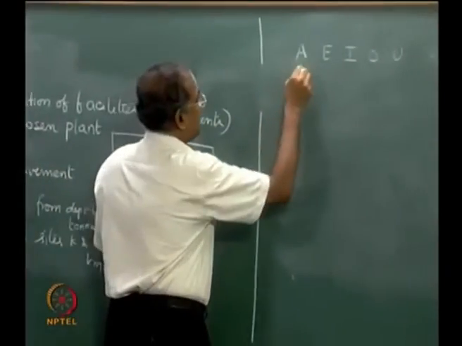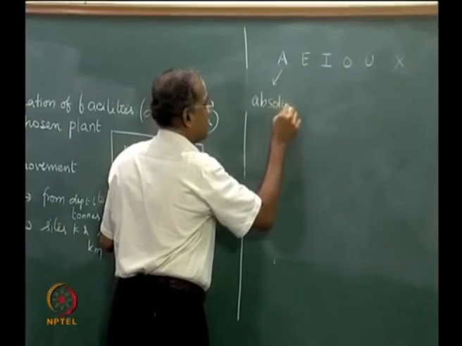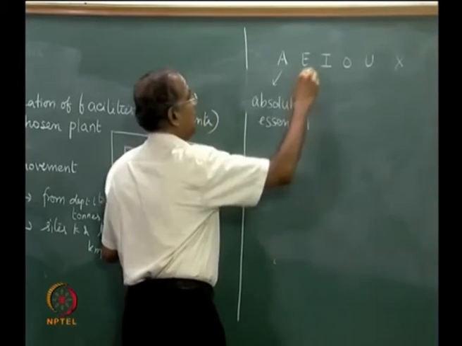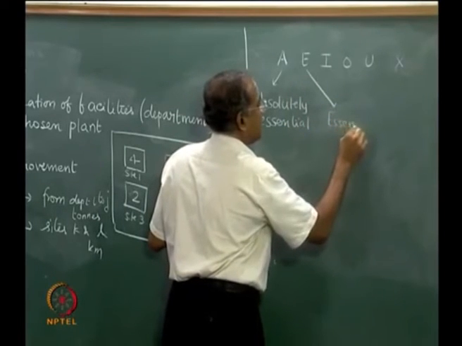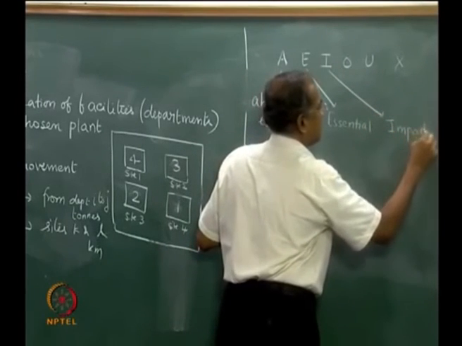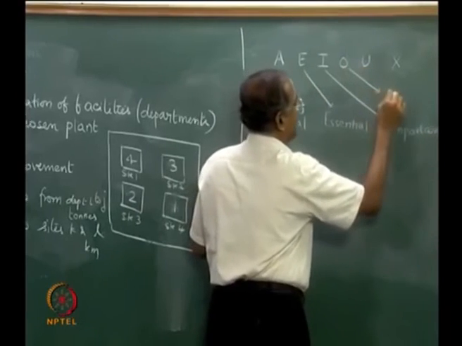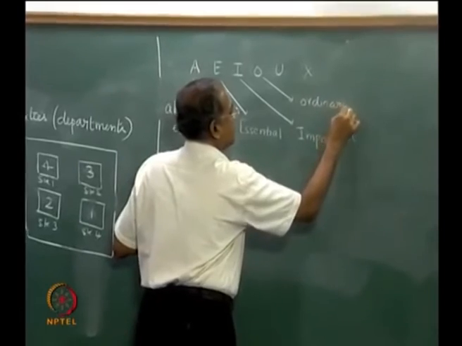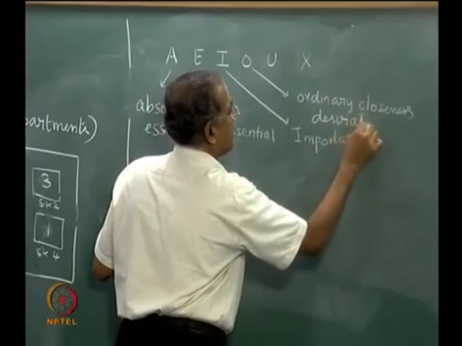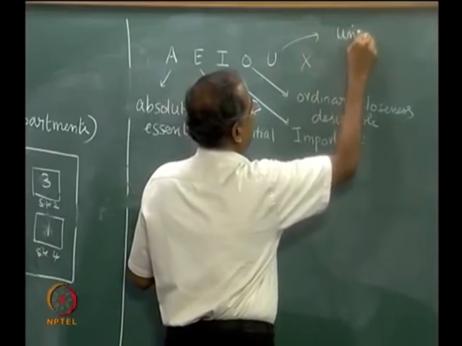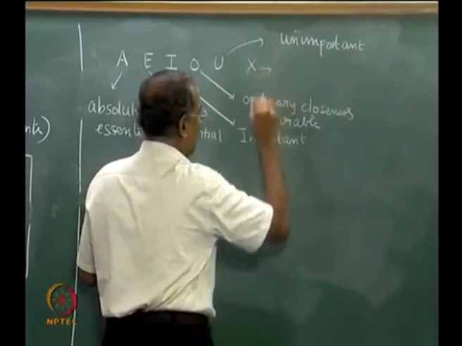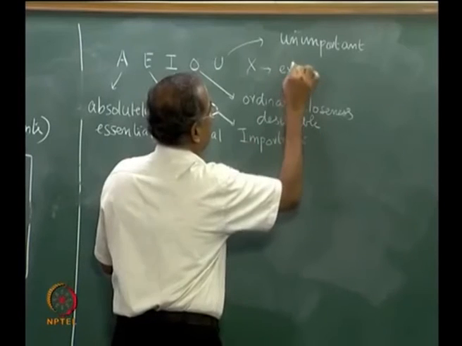where A means it is absolutely essential, E would mean essential, I is important, O is ordinary closeness desirable, U is unimportant, and X is not at all required or extremely unimportant.